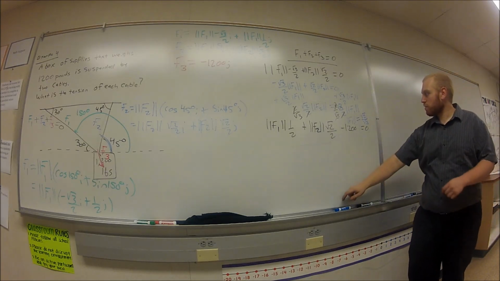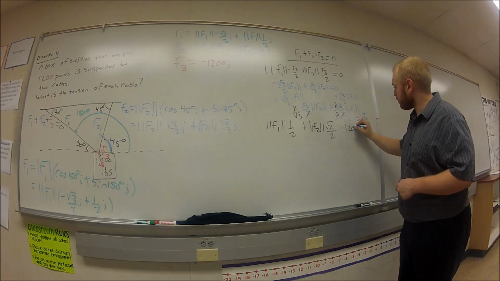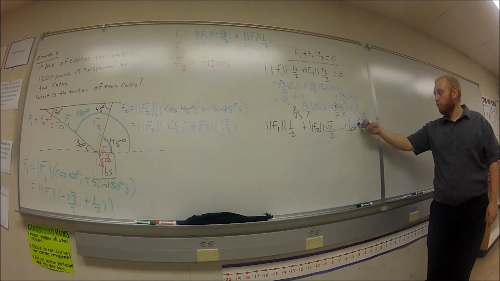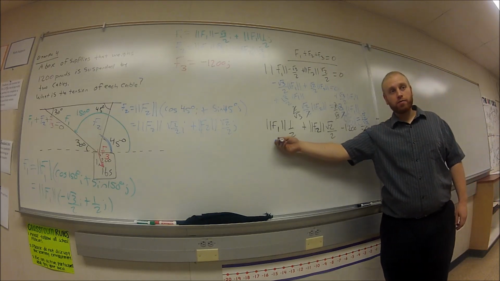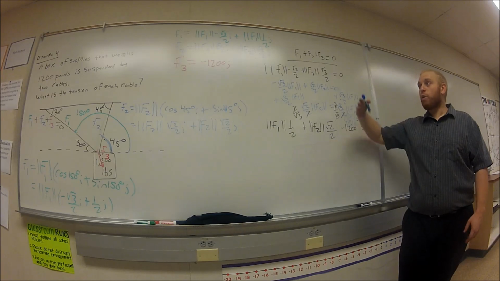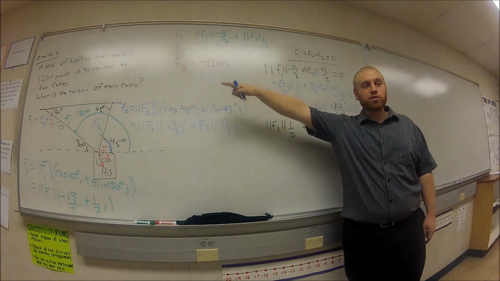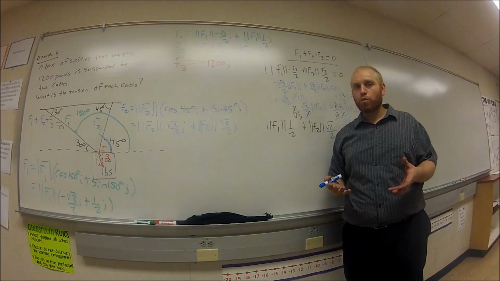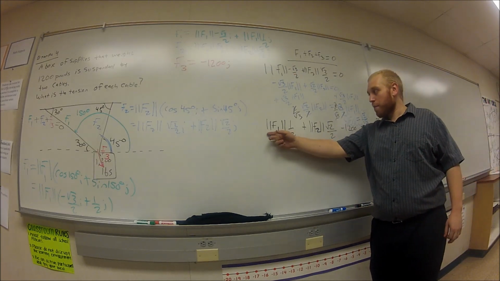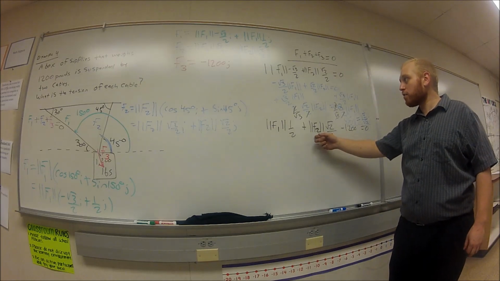We need to use this. Let me box it real quick so we all can see it. Think about a system of equations. If we know this, we can plug it in here, and then we can solve for force 2. Once we have that, we can figure out what force 1 is, and we've answered the questions. Because remember our goal, we've been doing this for a little while. We want to know the tension of each cable. So we want to know what the magnitude of F1 is, and the magnitude of F2 is.